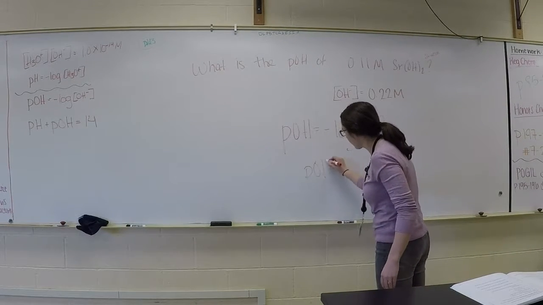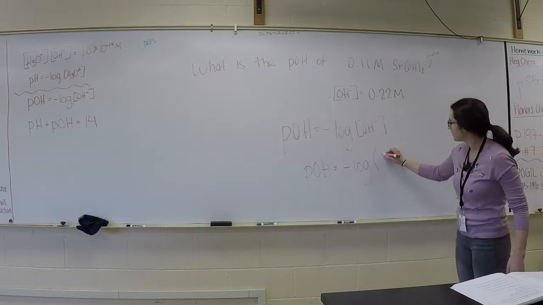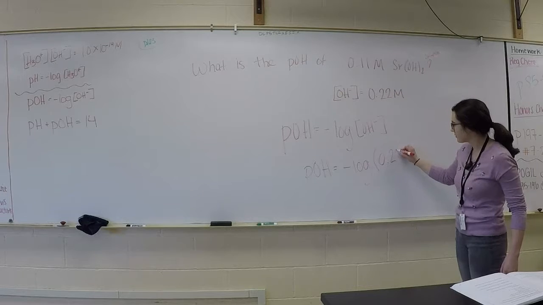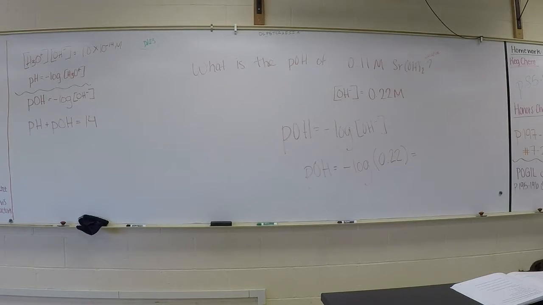So, negative log of what number? 0.22. I'm going to get the calculator that I like. So negative log. If you're struggling to find the log in your calculator, please do let me know. Please don't be on your cell phones during this very important instruction time.